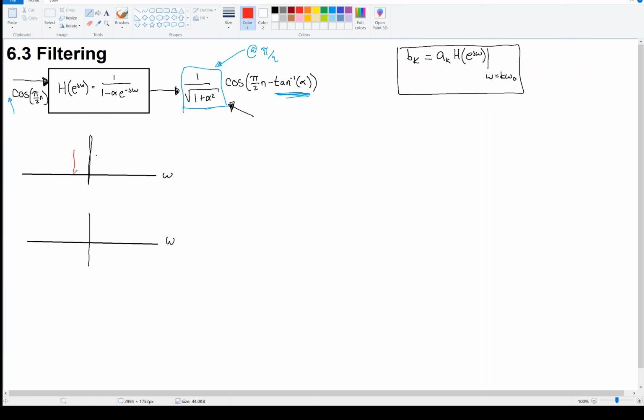So if we had a filter like this, where this we'll call omega C, C stands for cutoff, and this is a height of 1, and this is our magnitude response. Okay, and if the phase response were 0, so this is the phase response, if these two things hold, then this is what's called an ideal low-pass filter.